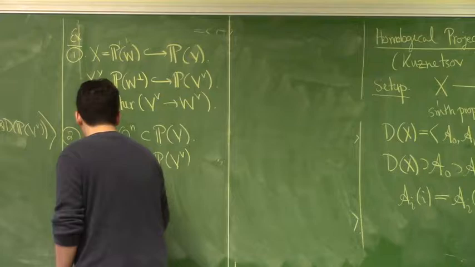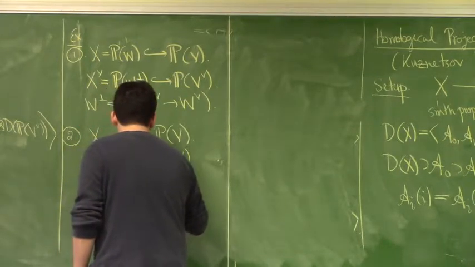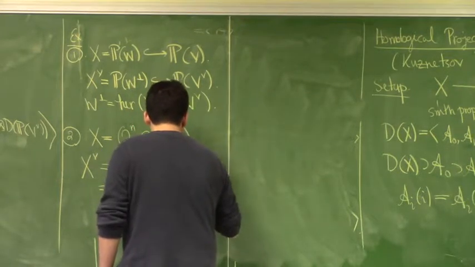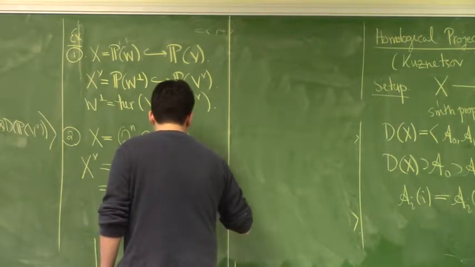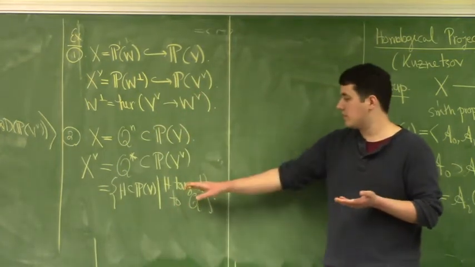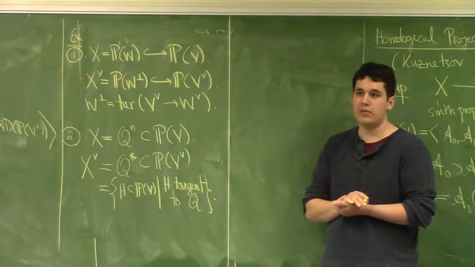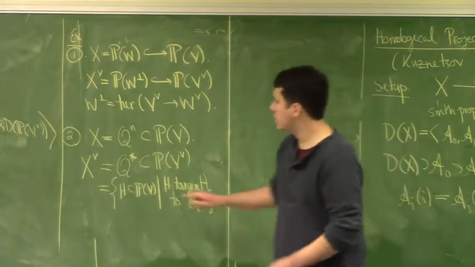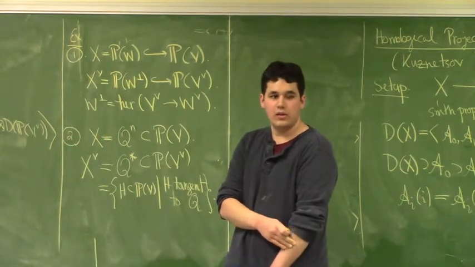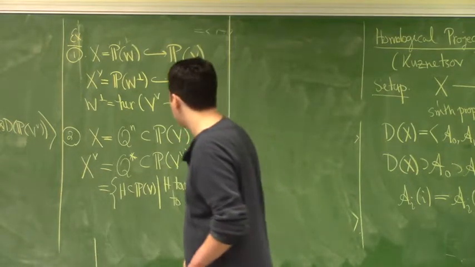So in other words, it's the locus of all hyperplanes H inside of P of V such that H is tangent at some point to Q. Okay, and it's just a classical fact that this thing is again a quadric. It's a smooth quadric in the dual projective space. And again, it turns out that this category is actually equivalent to the derived category of this variety. So that's another example. And what about this Grassmannian?